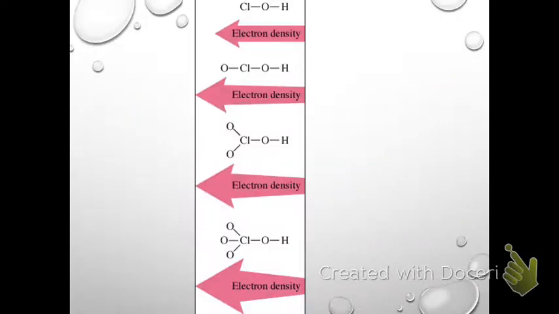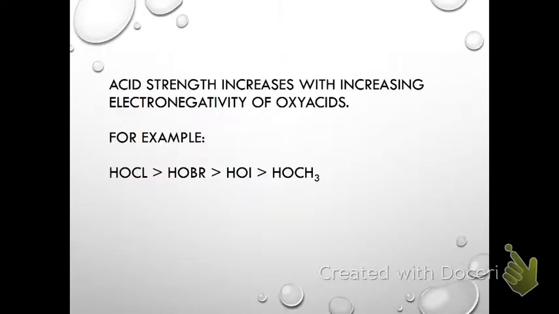And then there's just talking about the electron density. If you look at that, it shows you how it's able to pull that away so that HClO4 will completely dissociate. So it breaks apart at that OH bond. Acid strength increases with increasing electronegativity of oxyacids. So if I look at this series, HOCl is going to be a stronger acid than HOBr because chlorine is more electronegative.